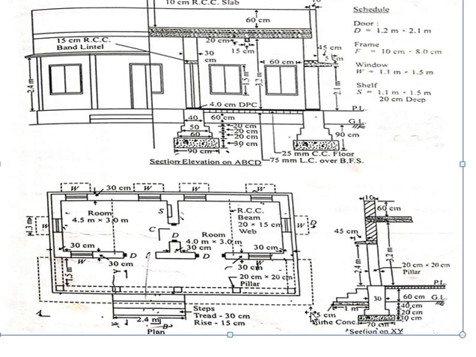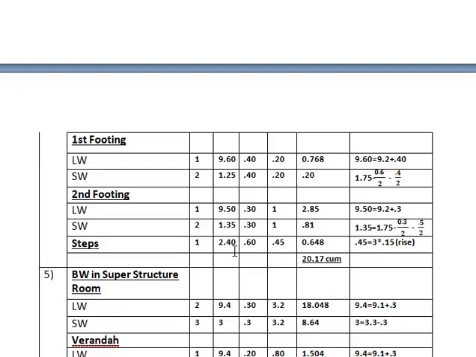So simply what we will do: 1.75 minus 0.5 by 2 minus 0.3 by 2, and you will get the length for the short wall, which is 1.35 here. 0.30 is the total width and 1 meter is the total height, and you will get the quantity.